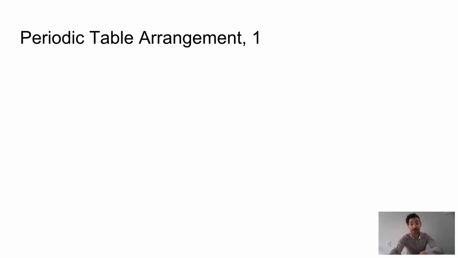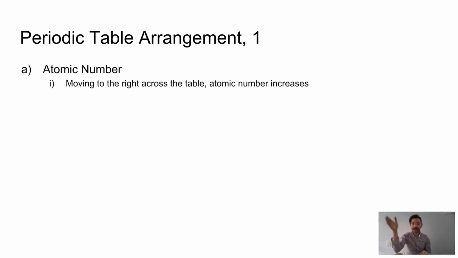The basics of how the periodic table is arranged. It starts with atomic number. As we move left to right across the periodic table, we're going to see that atomic number increases one by one. So as I take one step over, or one square over, the atomic number goes up by one. If I move over another square again, the atomic number increases by one. Very good, very fun. So that's what I just said.